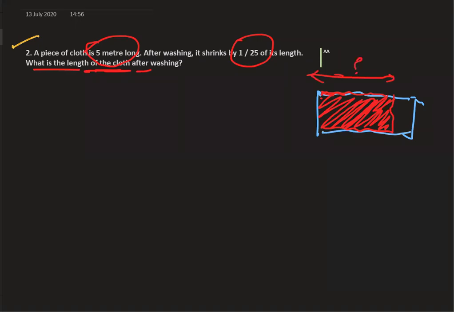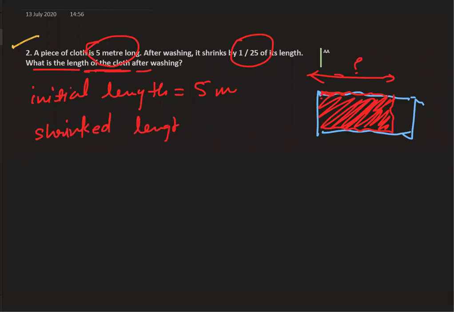So first write initial length is equal to 5 meter. Now question is saying after washing it shrinks by. So write shrinked length is equal to 1 upon 25 multiplied by 5 meter.